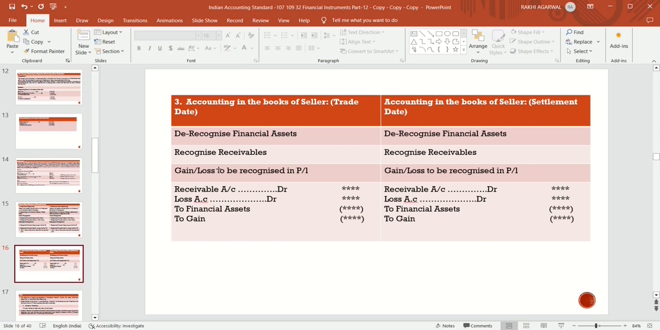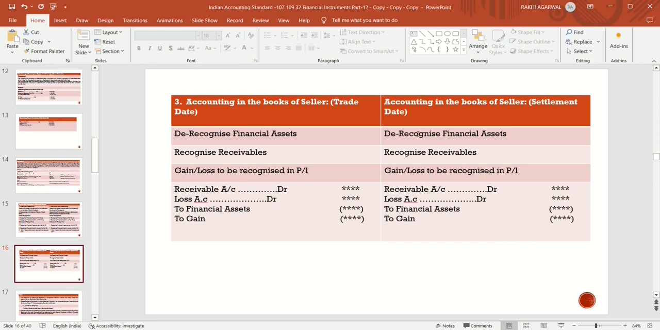Now, the accounting entry in the books of seller, that is trade date accounting: de-recognize the financial asset, recognize the receivables, and recognize gain or loss in the P&L account. The accounting entry in this case will be receivable account debit, loss on de-recognition account debit in case there is a loss on de-recognition of the financial asset, and in case there is a gain, to gain account. And the same entries apply for the seller in case of settlement date.